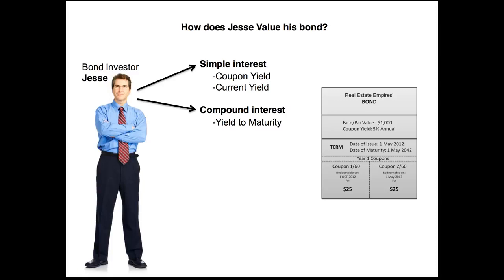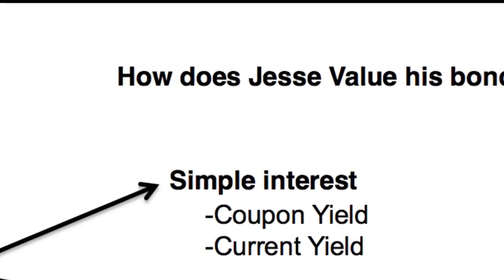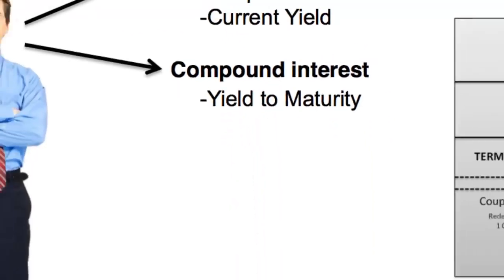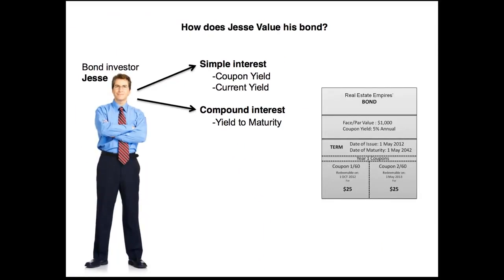What we're going to do is look at different ways in which Jesse can value this bond. Really there are two different ways. You can look at the simple interest or you can look at the compound interest. Under each one of these, you can see I have the coupon yield and the current yield under the simple interest, and then the yield to maturity under the compound interest.